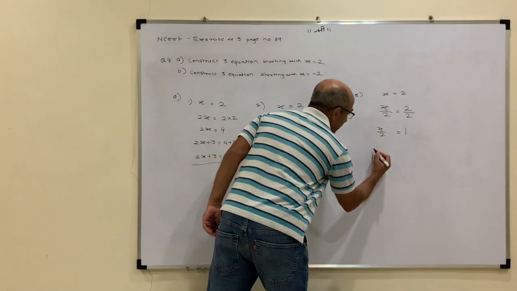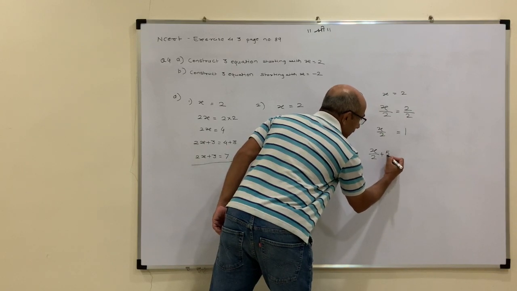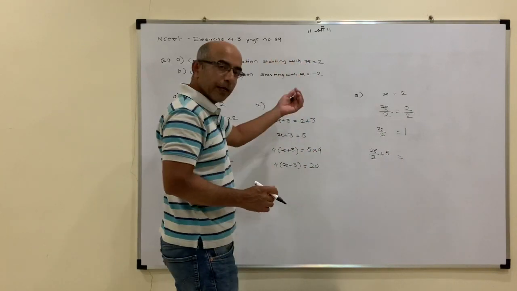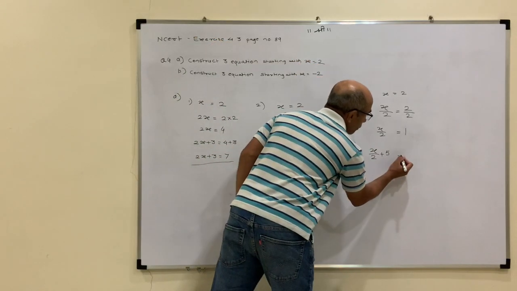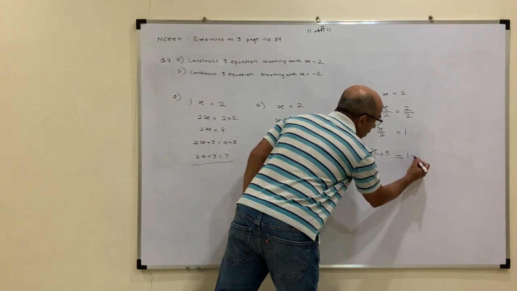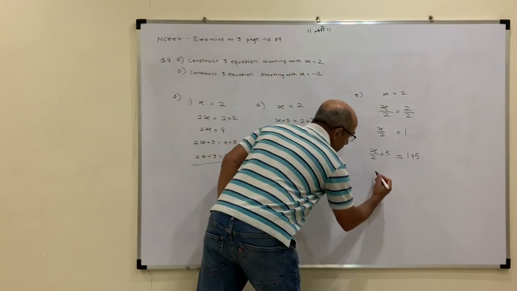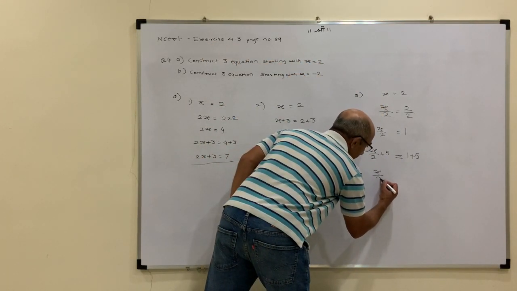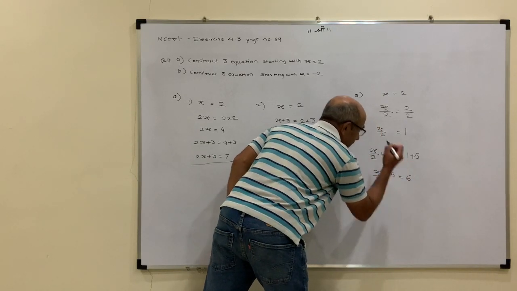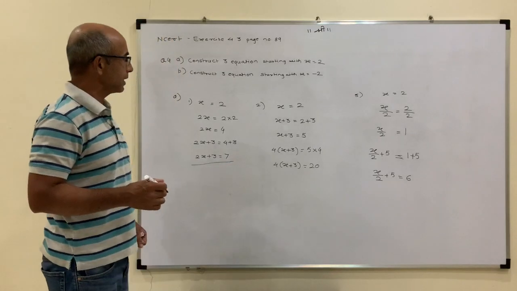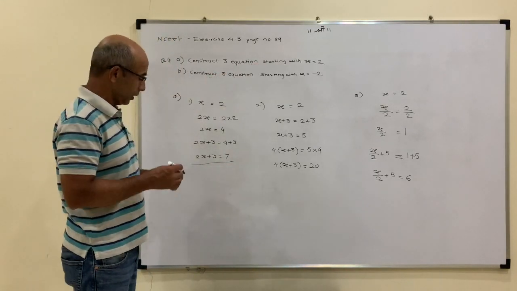Now I am adding 5 to the left hand side. Since I am adding 5 to the left hand side, to maintain the equality, I need to add the same number on the right hand side. So now my equation will be x divided by 2 plus 5 equals 6. So these are my 3 equations when x equals 2.